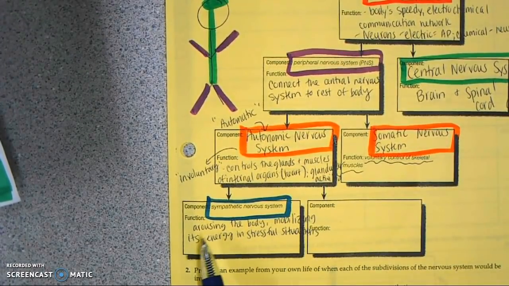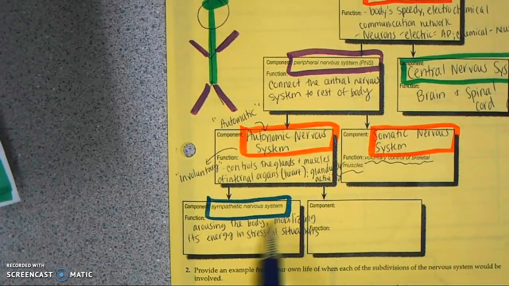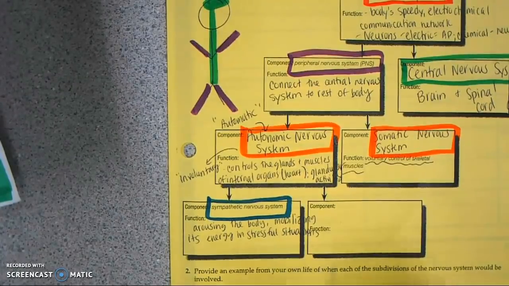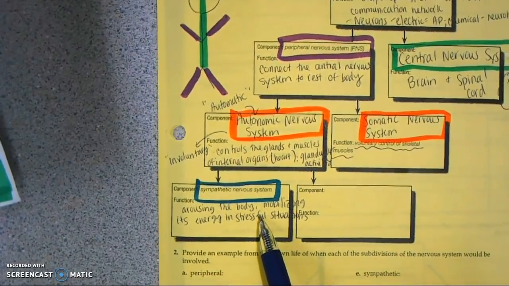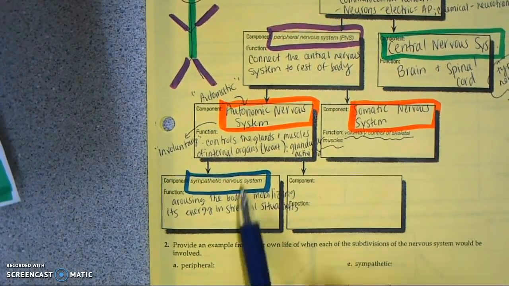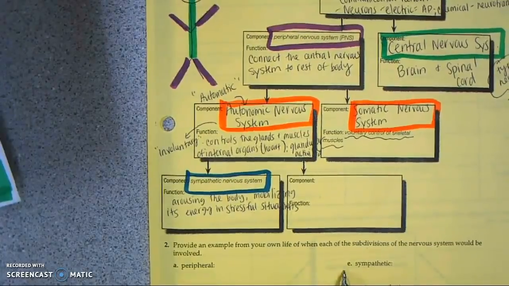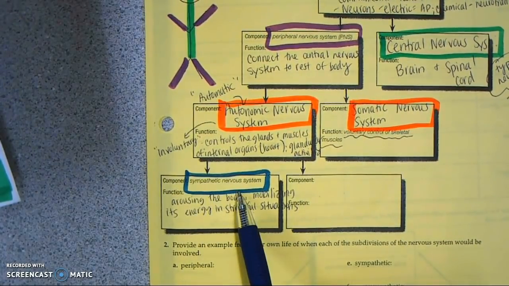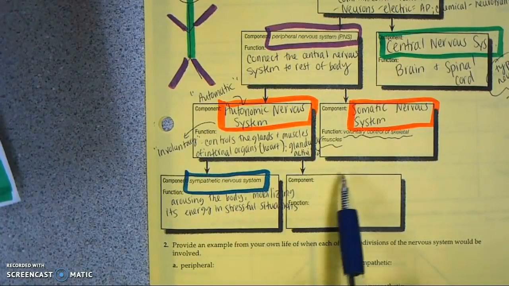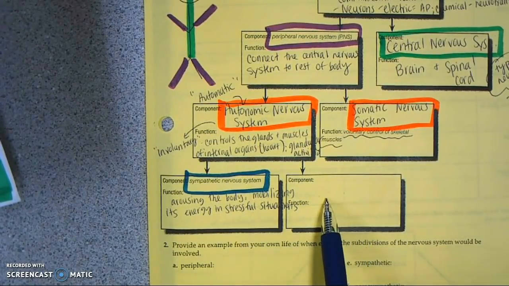Okay, so it's in charge of arousing the body, mobilizing its energy in stressful situations. Right, so it's arousing the body to expend the energy. There were two diagrams, or one diagram I should say, in your book that had the outline of a person and like the skeletal frame, and it gave you examples of all the different things the sympathetic nervous system does and all the things the parasympathetic does, and it would be a good idea for you to write those down in your book or in your notes.